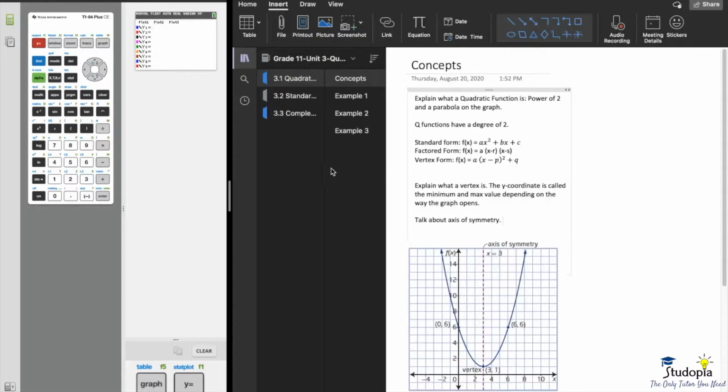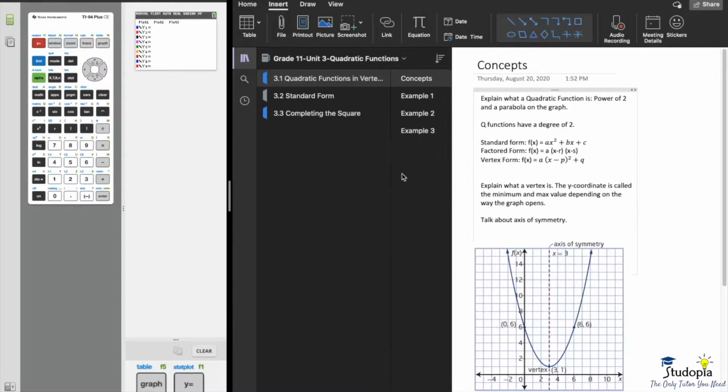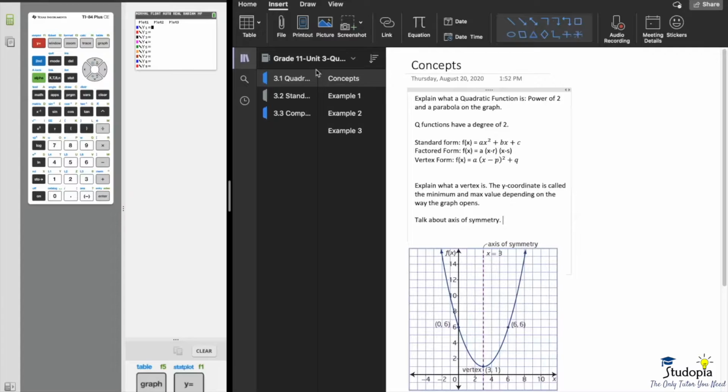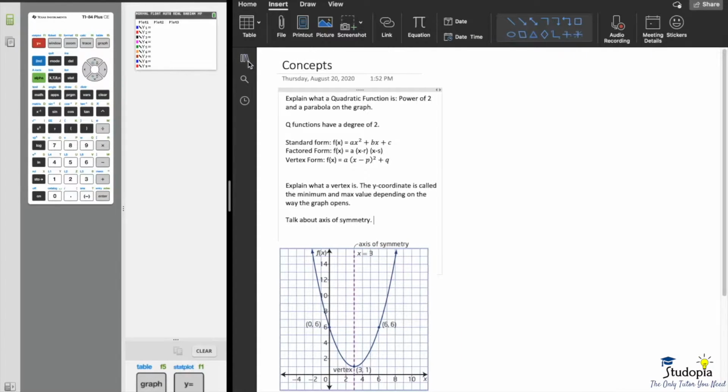So 3.1 is just basically starting off with quadratic functions in vertex form. I'm going to show you what a quadratic function is, and let's talk about some concepts and then jump to some examples in order to get those applied. Alright, so what exactly is a quadratic function?